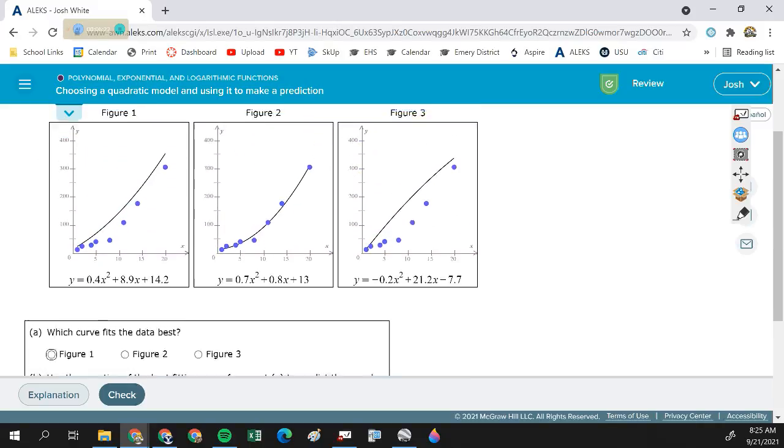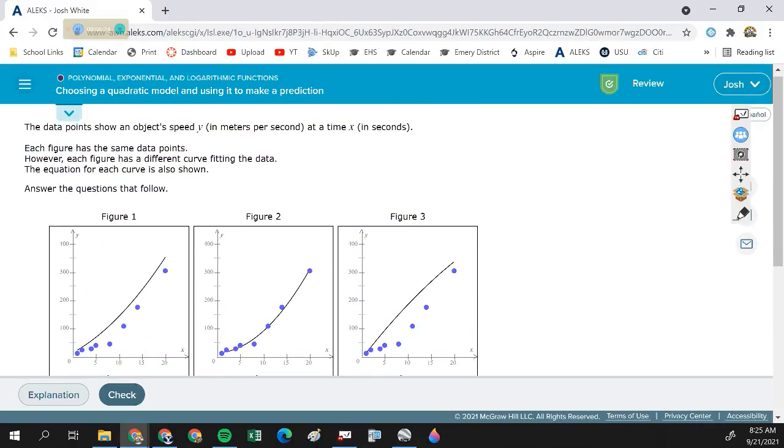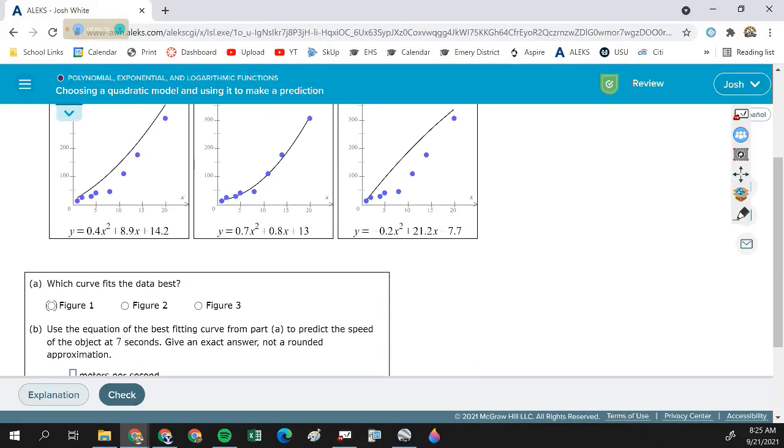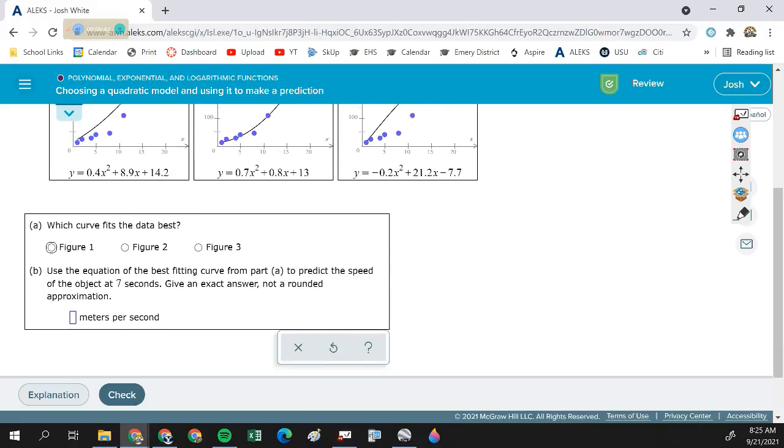All right. So each figure has the same data points. However, each figure has a different curve fitting the data. The equation for each curve is shown below. So we want to find the one that fits it the best. So all the blue dots are exactly the same. And they've given us 3 different equations. Which one seems to fit the data the best? The second one. That's pretty obvious.